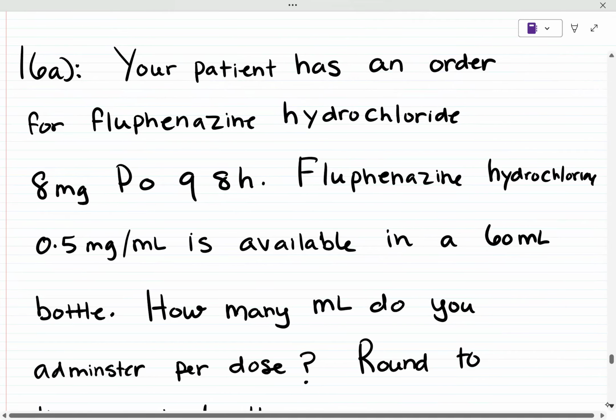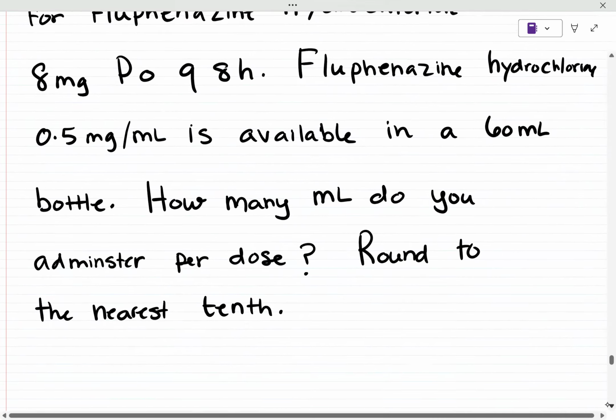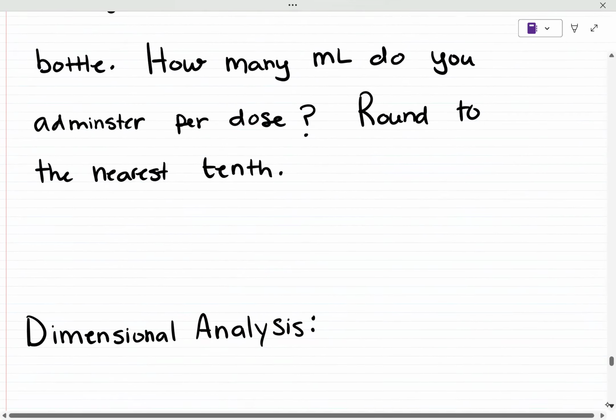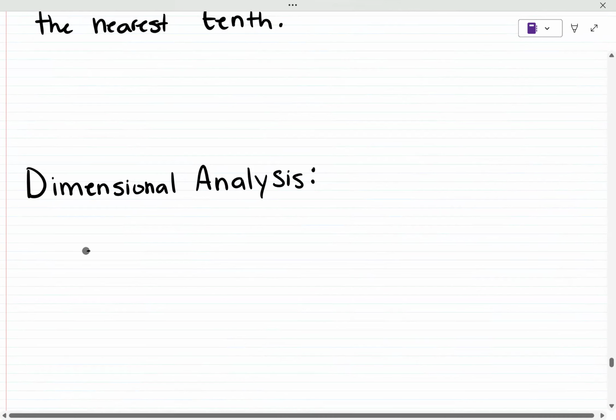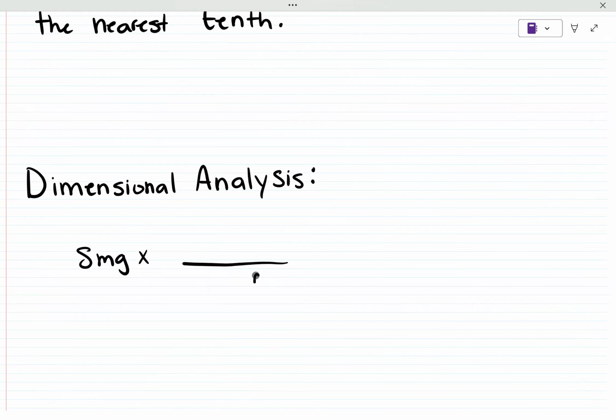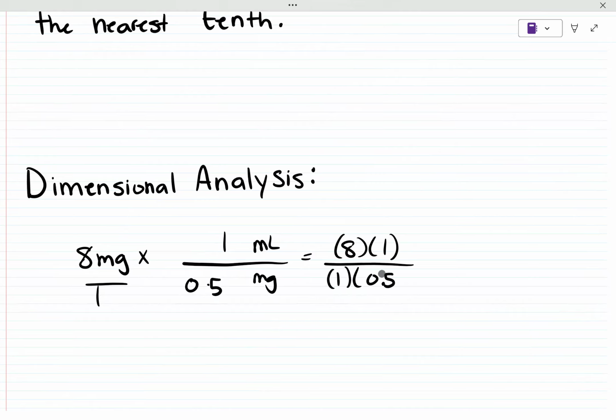The final unit is milliliters, so let's start with dimensional analysis. We have 8 mg times a fraction, with mg on the bottom and milliliters on top. For 1 milliliter, there's 0.5 mg. So multiply 8 times 1 over 1 times 0.5, which is 16 milliliters.